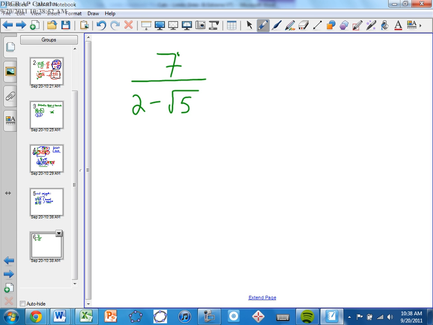What do I multiply by? 2 minus radical 5. 2 what? 2 minus radical 5 over 2 minus radical 5.